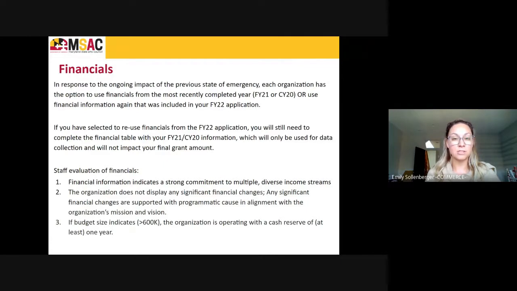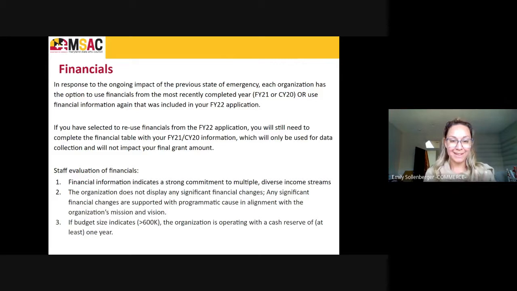And if you've selected to reuse your financials from last year's application, so the FY22 application, you will still need to complete the financial table that's in the application with your FY21 and calendar year 20 information, but it'll only be used for data collection purposes. So again, everybody has to fill out a chart with FY21 or calendar year 20. It just depends which financials you choose to be selected for funding formula.